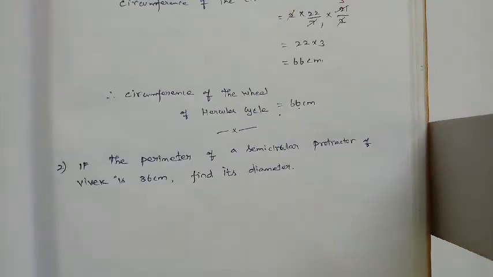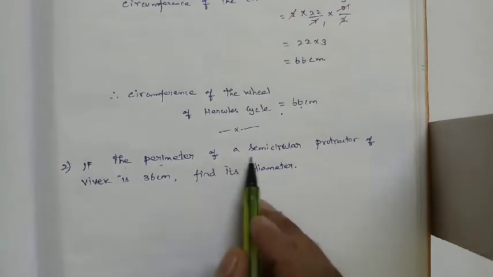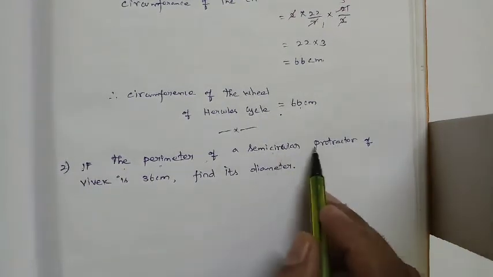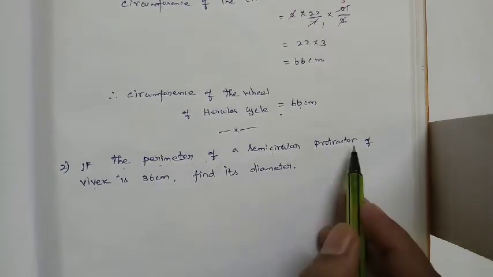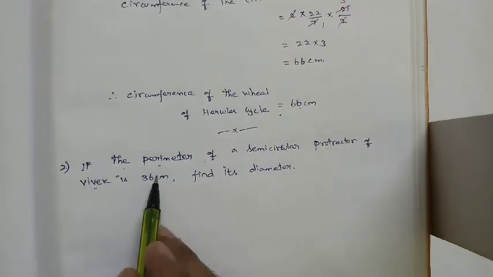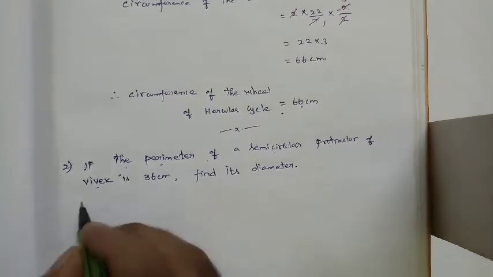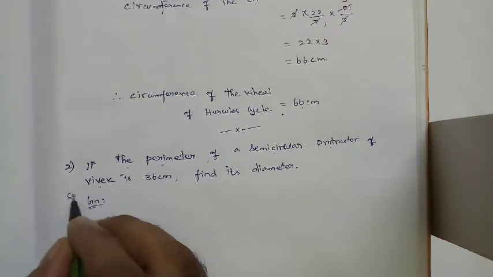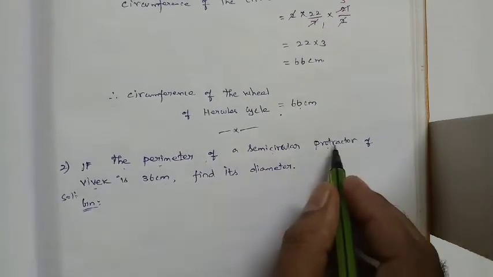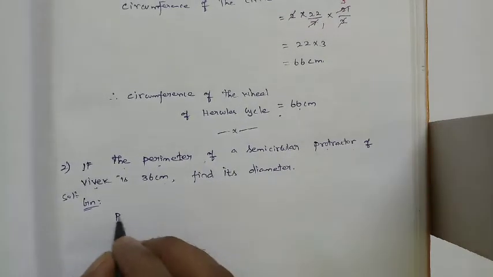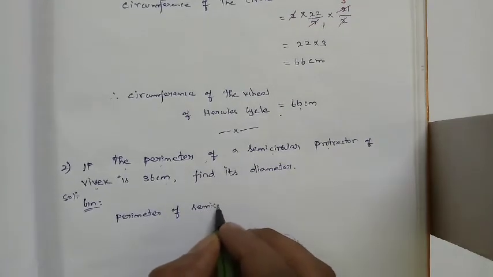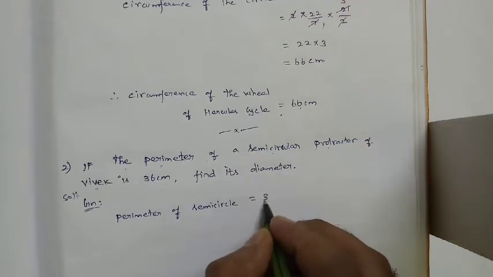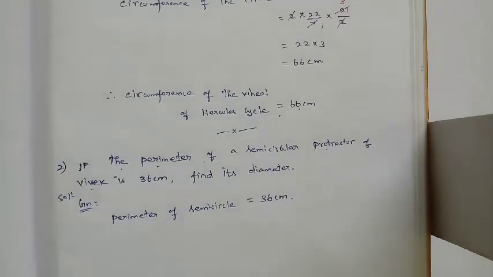Now number 2. The perimeter of the semicircular protector of Vivek is 36 centimeter. Find its diameter. So what is the given? It is the perimeter of a semicircular protector. The perimeter of the semicircle is 36 centimeter, and we want to find its diameter.